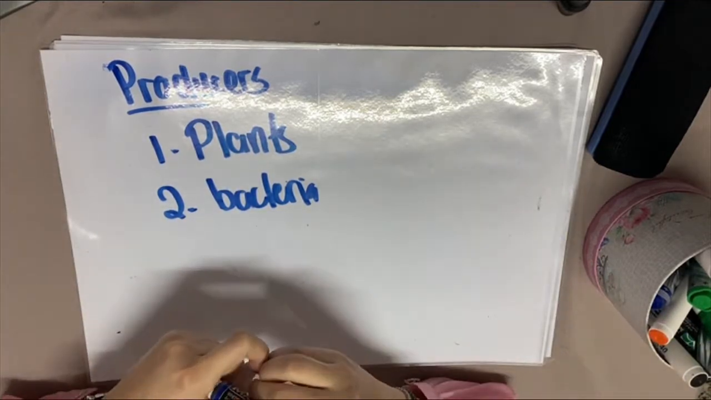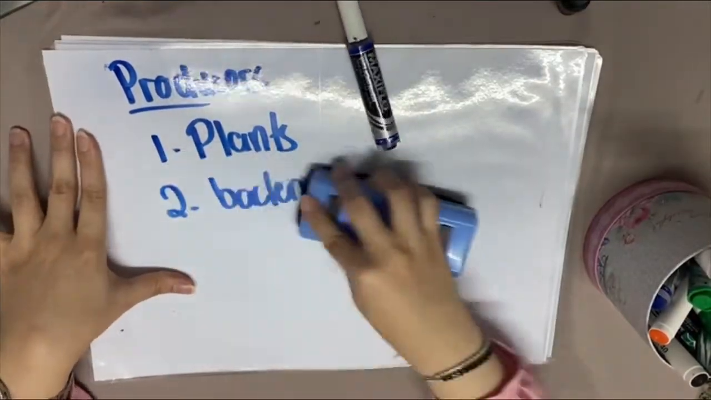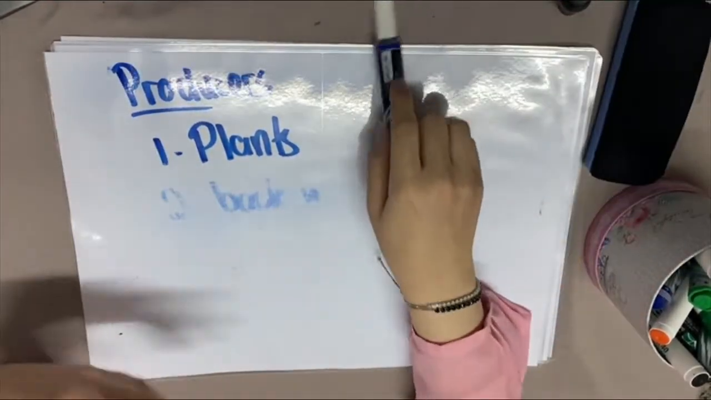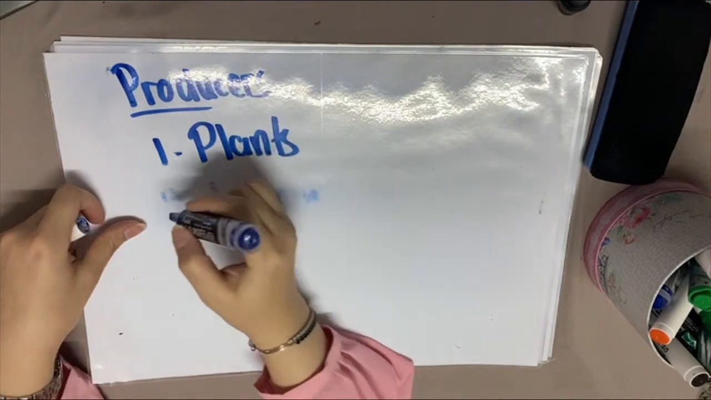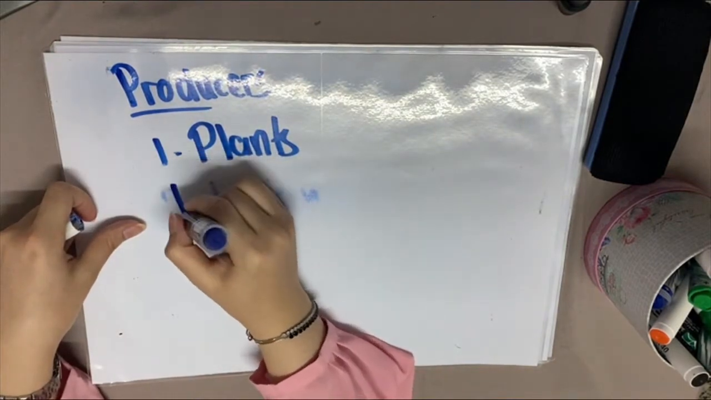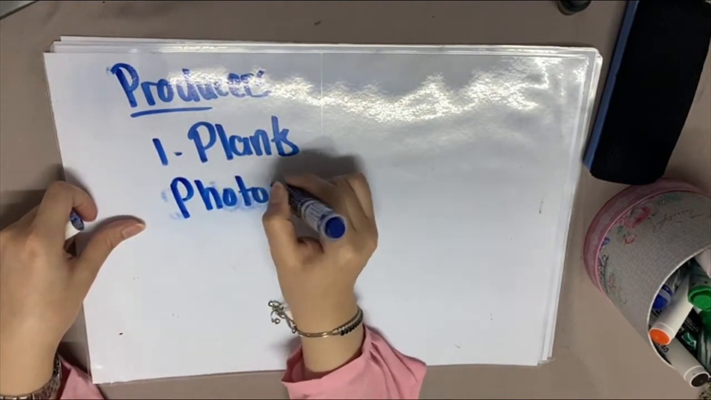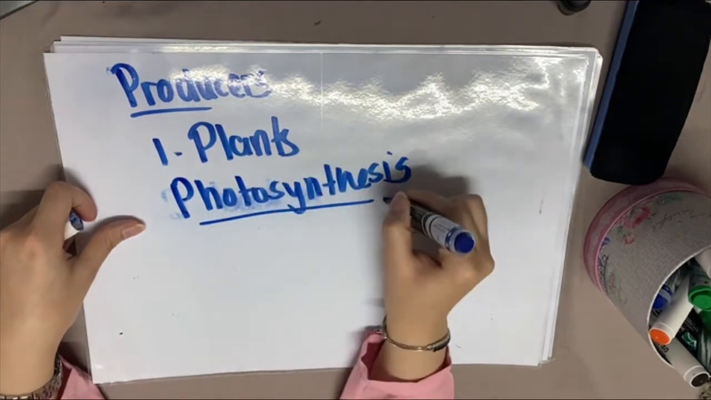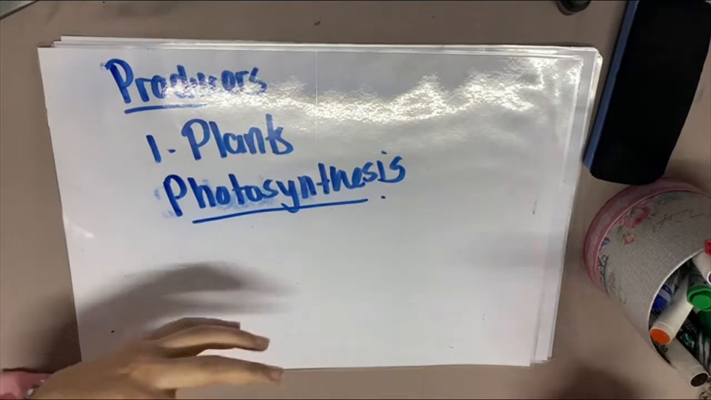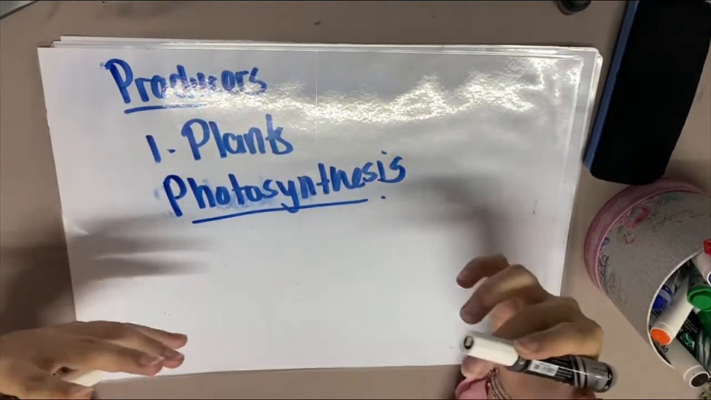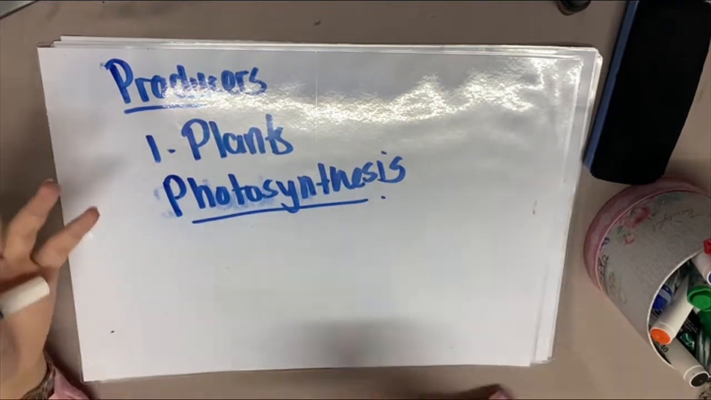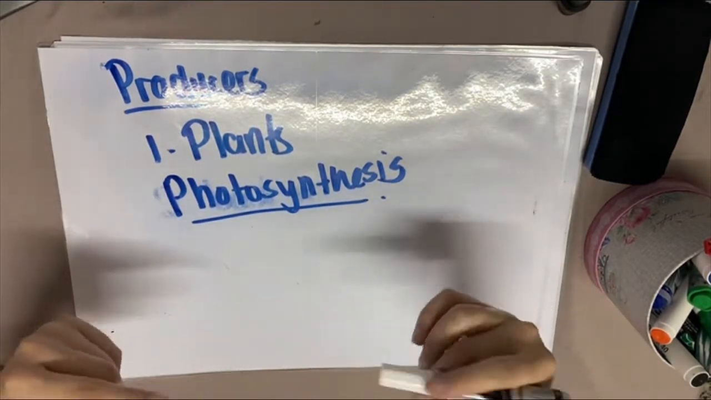Let's start with plants to make it easier. What plants do is they mainly use the process of photosynthesis. But not only plants use photosynthesis. Keep that sentence in mind. So, plants simply make food using the process of photosynthesis, right? We all know that. But how?